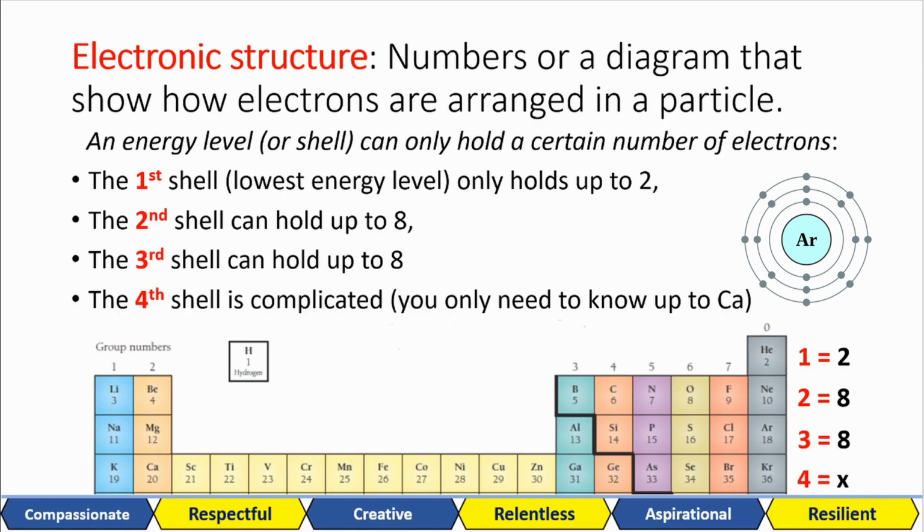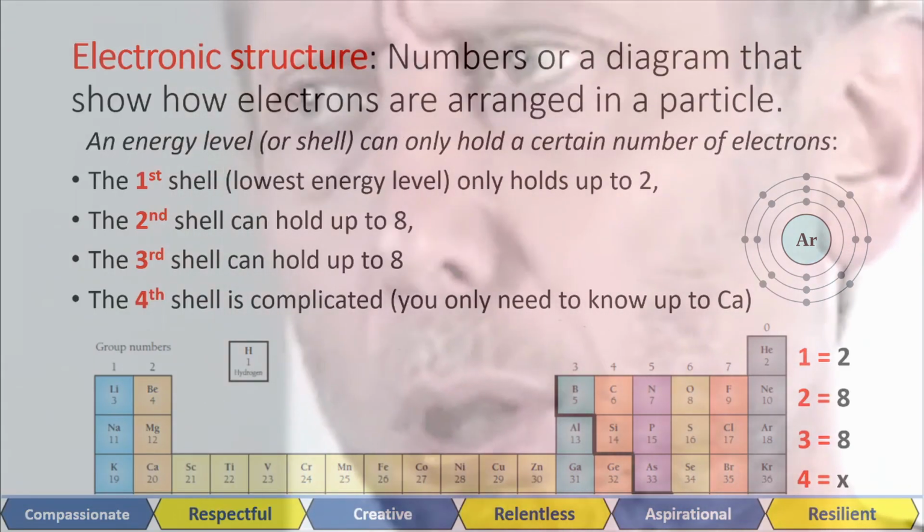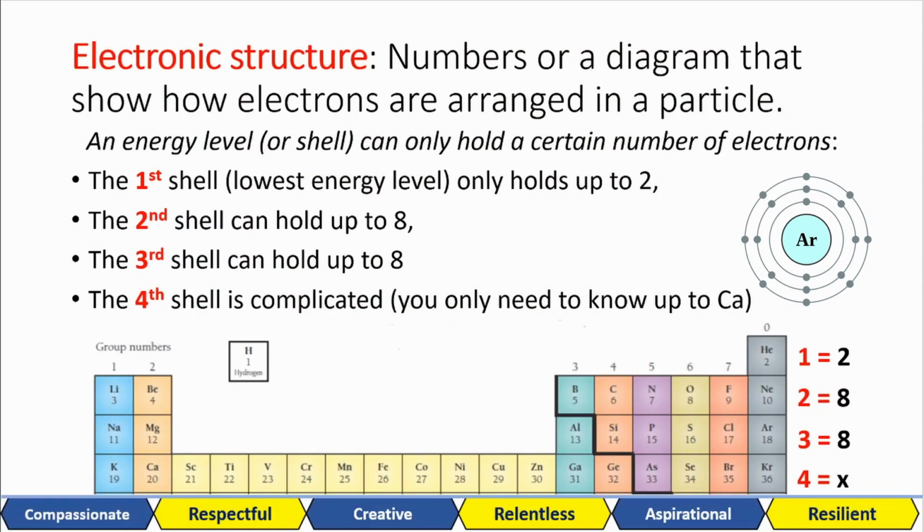But at the 4th onwards, it gets pretty complicated, but you only need to know up to calcium. Let's look very closely at the numbers and see what's going on here. The first shell holds up to 2 electrons. What is special about the first row on our periodic table? What about the second row, which holds up to 8 electrons? What about the third row?